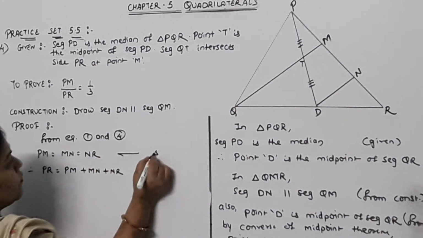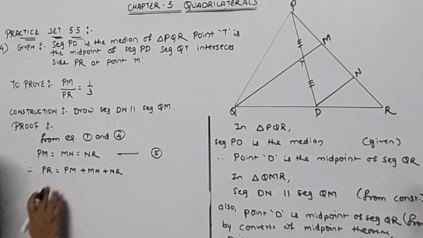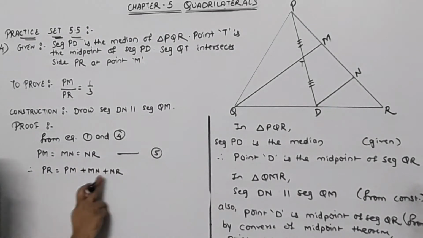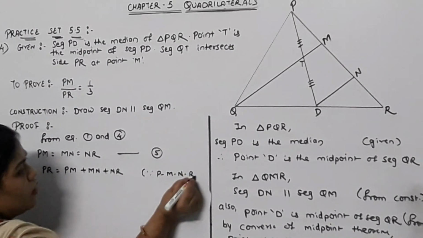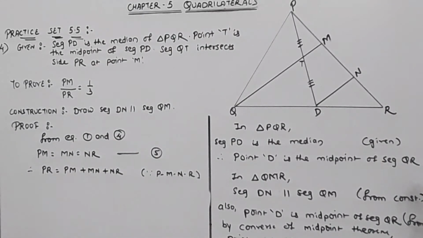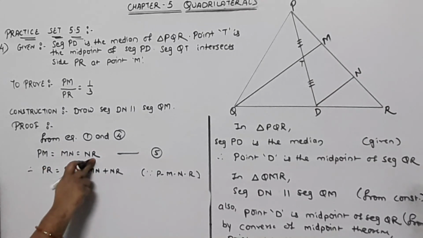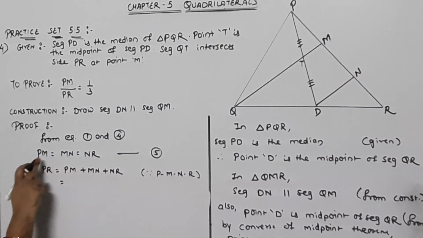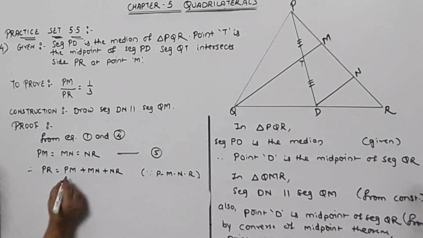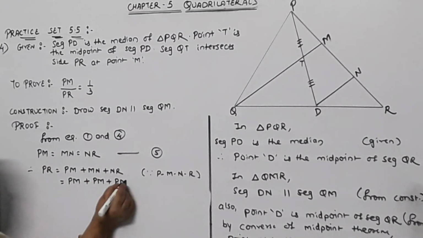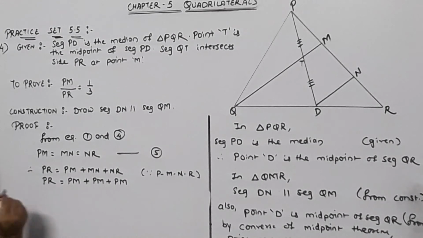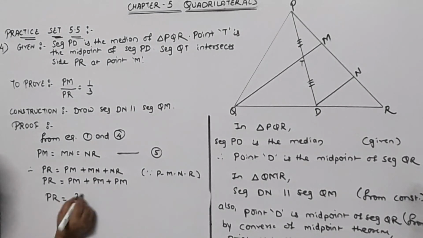Make it equation 5 so that it will be easy for us to calculate. PM plus MN plus NR. Reason: P, M, N, R all are collinear. So here I can write PM plus PM plus PM because MN is also equal to PM, NR is also equal to PM. So we will write 3 times PM. Therefore, PR equals 3 PM.